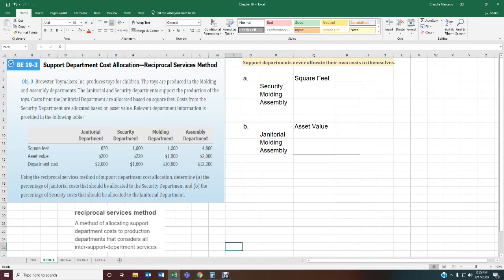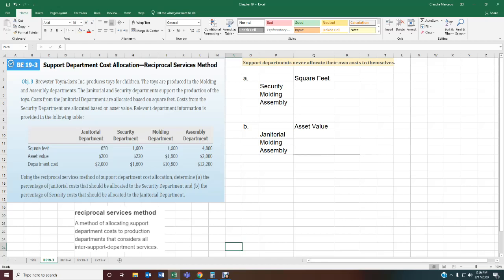Okay, so the janitorial and security departments support the production of the toys. Costs from the janitorial department are allocated based on square feet. Okay, costs from the security department are allocated based on asset value. And it's always very important when we're working a problem that we identify the allocation drivers. And in this case, for the janitorial department, we're looking at square feet. For the security department, we're looking at the asset value.